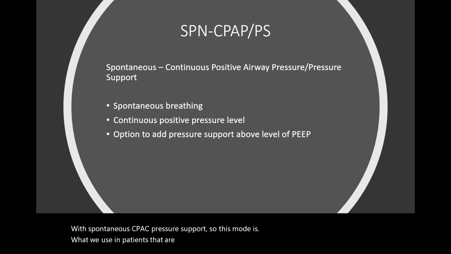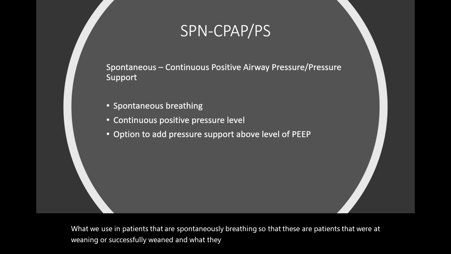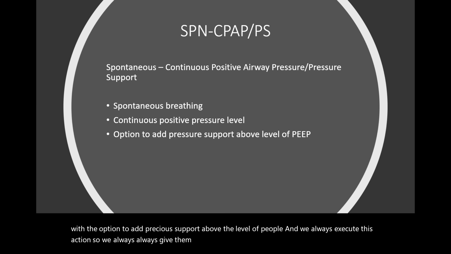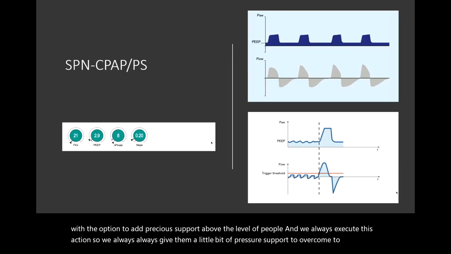These are patients that are weaning or have successfully weaned, and what they require is a continuous positive pressure level with the option to add pressure support above the level of PEEP, and we always use this option. So we always give them a little bit of pressure support to help overcome the resistance in the tube.